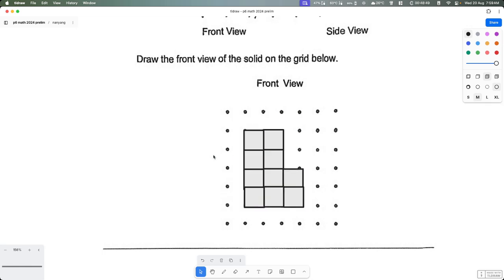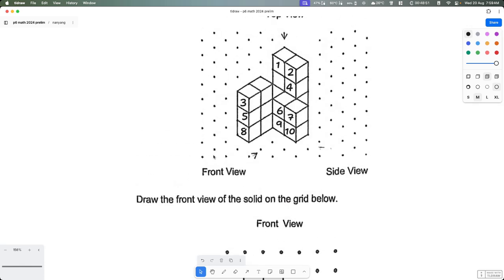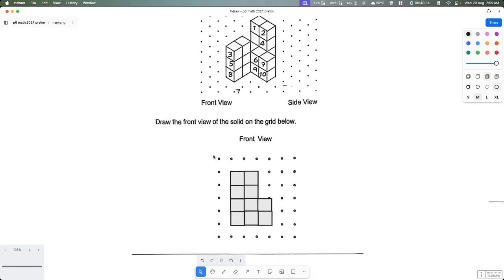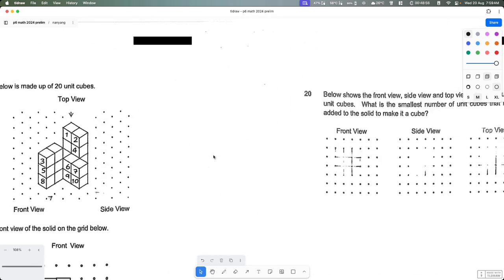So yep, that's about it. So you can draw in the middle like this. All right. Okay, so this is how it looks like. Let's move on to the next one.